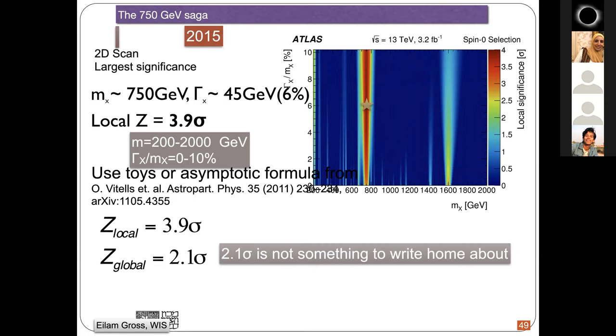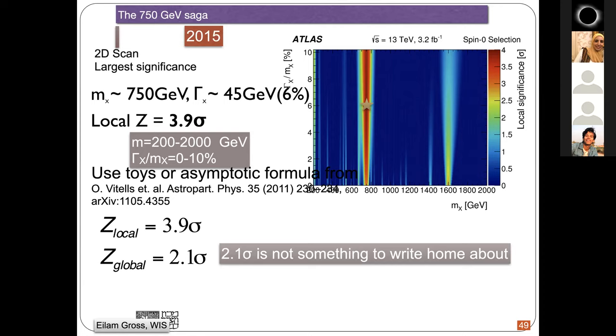And then they said, okay, we should ask the question, what is the probability to have a fluctuation of 4 sigma anywhere in the mass range we look at, but with any possible width between 0 and 80 GeV, 10% of the mass range, or 100 GeV. And then the significance went down to 2.1 sigma, and there was no reason to write home about. But in reality, the real reason was that CMS saw nothing. And as I said before, in a real look-elsewhere effect analysis, you should also take into account what's available to see it here or in ATLAS or in CMS. And when you do this, then the effect, of course, is reduced and disappears.